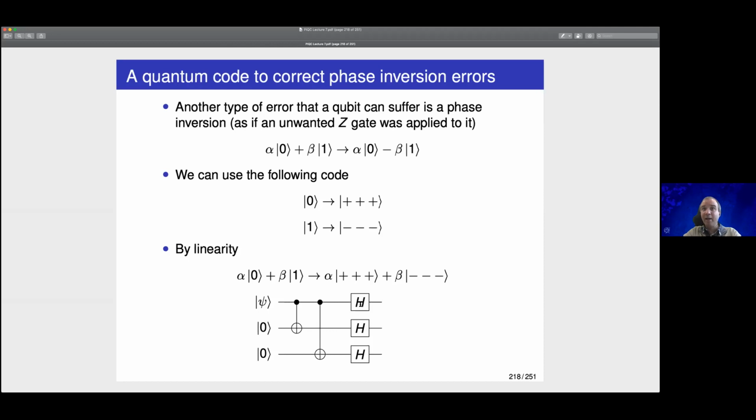Hadamard gates, we know that the 0 goes to plus and the 1 goes to minus. Okay, so if we have here 0, 0, 0, then after the Hadamard gates, we are going to have plus, plus, plus, which is what we want. If we have 1, 1, 1 here, after applying the Hadamard gates, we are going to have here minus, minus, minus. Okay, so this is a circuit that does this encoding for a general qubit.